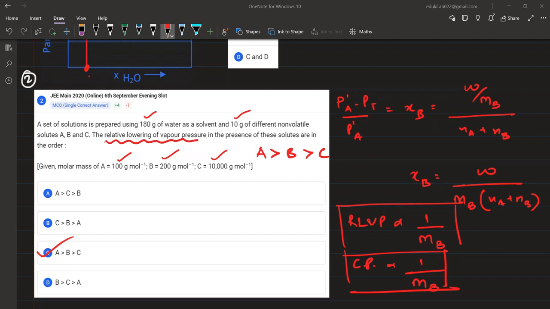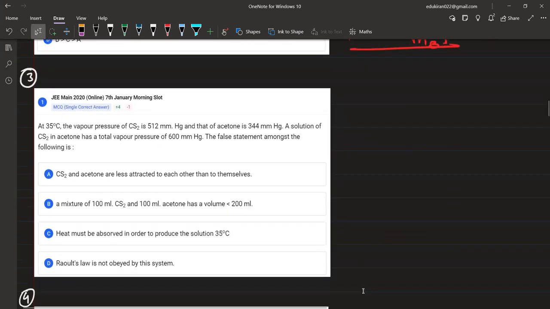Sabko yes or no, please tell me. Did everyone get this? Yes or no, please tell me. Yes, sir. Yes, sir. Any doubt, kisi ko? Any doubt? No, sir. Next, take care. Sorry, write this down.